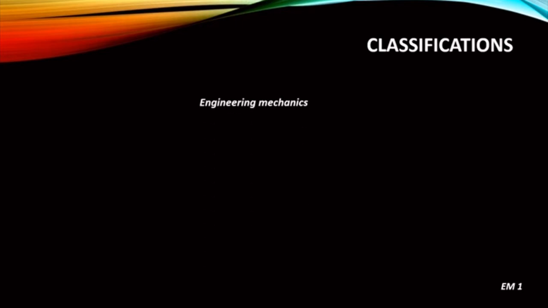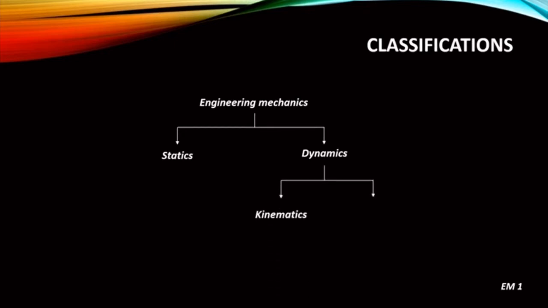Then we need to think about the classifications of our main branch, engineering mechanics. Engineering mechanics is divided into two classifications. The first one is statics, the second one is dynamics. The dynamics section is further divided into two classifications. The first part is kinematics and the second part is kinetics. Now we can think about each of the branches of engineering mechanics.